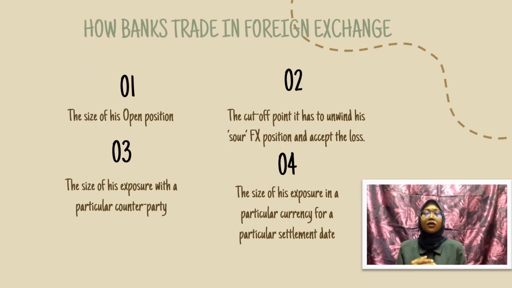The next slide is about how banks trade in foreign exchange. A bank dealer may trade in the foreign exchange market subject to strict compliance with the guidelines set by his management. These include the size of his open position, for example, the short or long position he is allowed to hold at any point in time. The second one is the point at which, when the prevailing rate is not in his favor, he has to unwind his foreign exchange position and accept a loss.